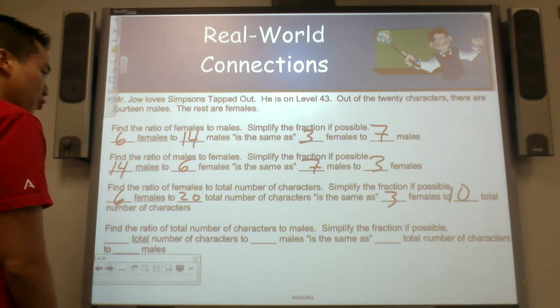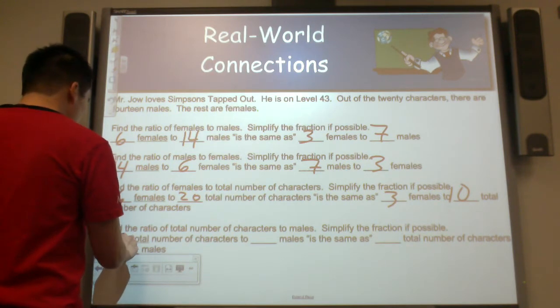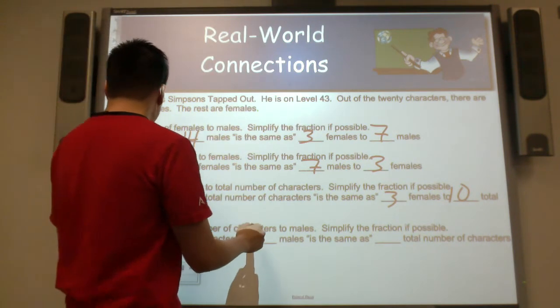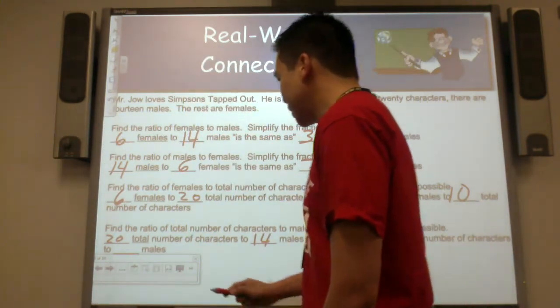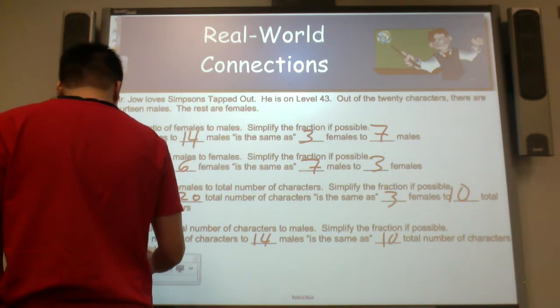Simplify the fraction if possible. There are 20 total characters to 14 males, which simplifies to 10/7.